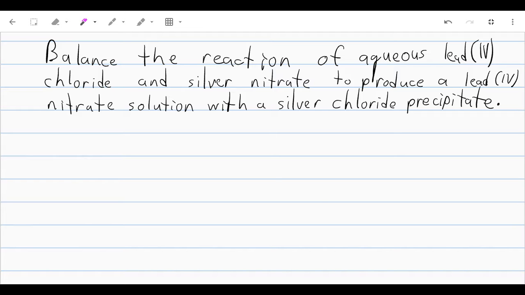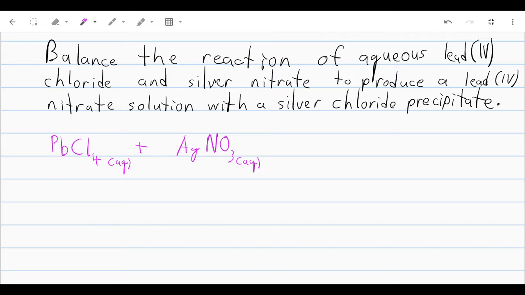Okay, we know that we have lead-4 chloride reacting. Remember, the Roman numeral 4 means the lead has a 4+ charge. So we have PbCl4 aqueous reacting with silver nitrate. Silver has a charge of +1, nitrate has a charge of -1, so that's AgNO3. Don't write the charges in.